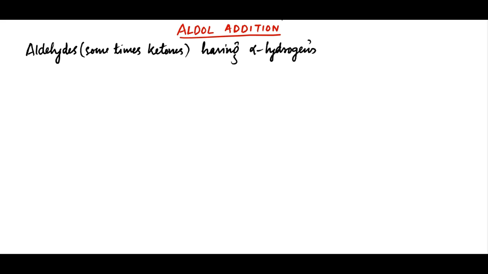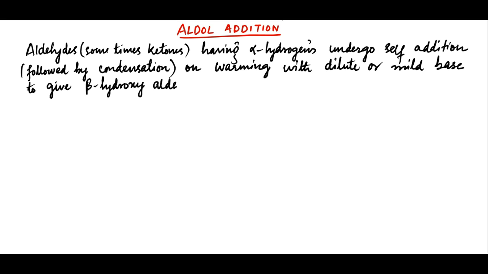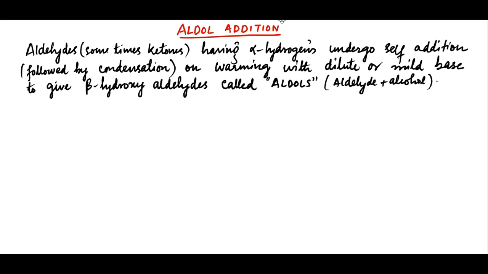In this lecture, we will discuss aldol condensation, retro-aldol, cross-aldol and intramolecular aldol condensation. Aldehydes, sometimes ketones, having alpha hydrogen, undergo self-addition, followed by condensation, on warming with dilute or mild base, to give β-hydroxy aldehyde, called aldol, which means aldehyde plus alcohol.